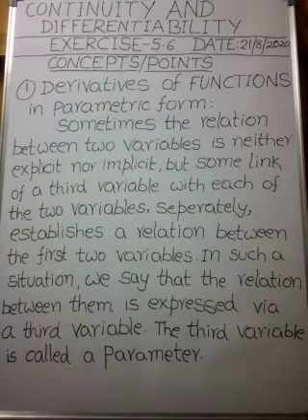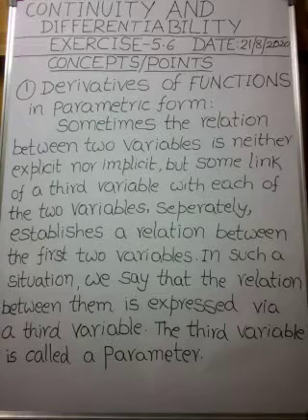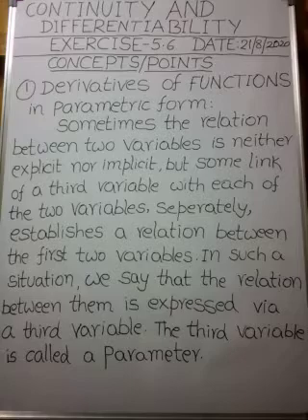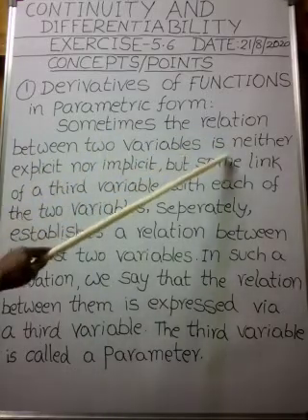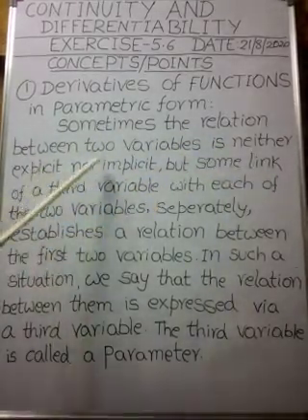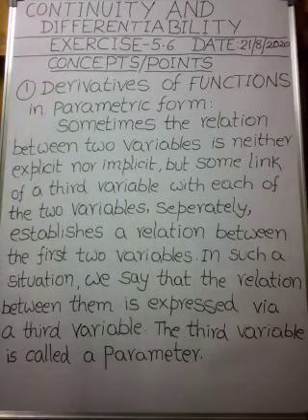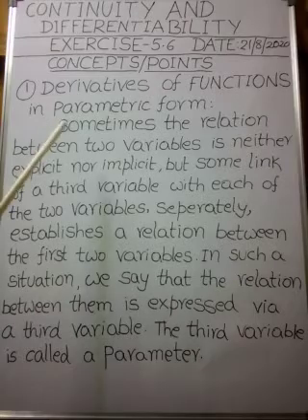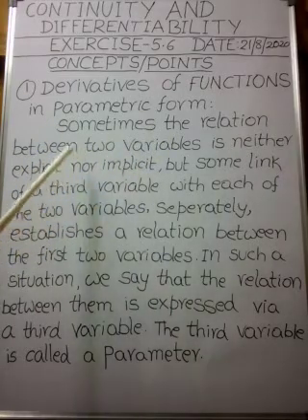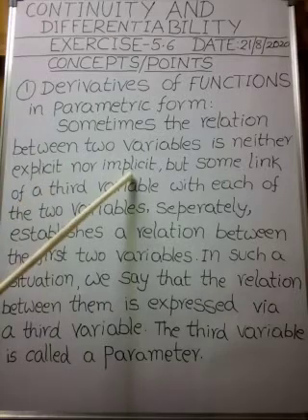In this exercise, we are finding derivatives of functions in the parametric form. What is meant by parametric form of a function? Let us discuss first. Sometimes the relation between two variables is neither explicit nor implicit. What are the two variables? Generally x and y. Between x and y, that relation is neither explicit nor implicit.